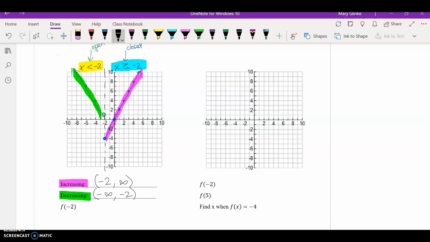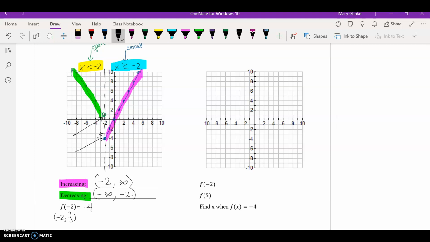We can also evaluate the function for different x values. This is saying when x is -2, what is y? So we need to figure out that point -2 comma something. So we have 2 different points to look at. The one up here on the boundary is an open circle. The one down here is a closed circle. That means this is the one that we actually want to look at. So when x is -2, y is -4.